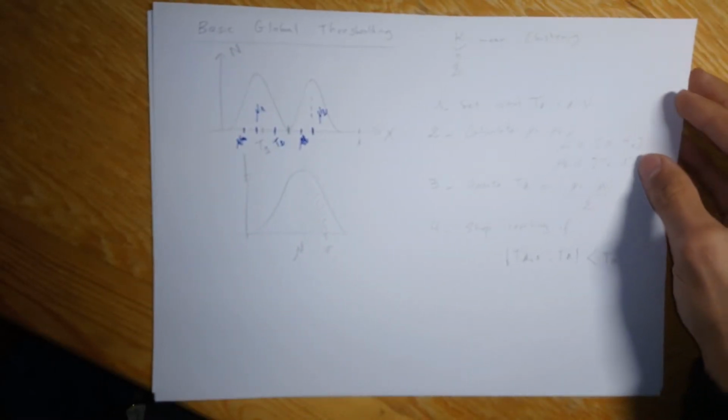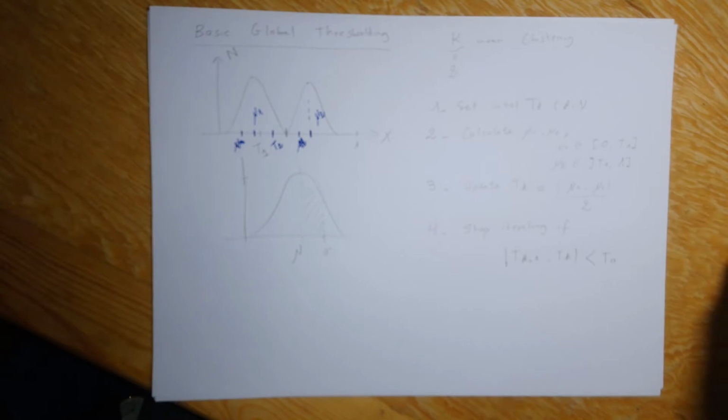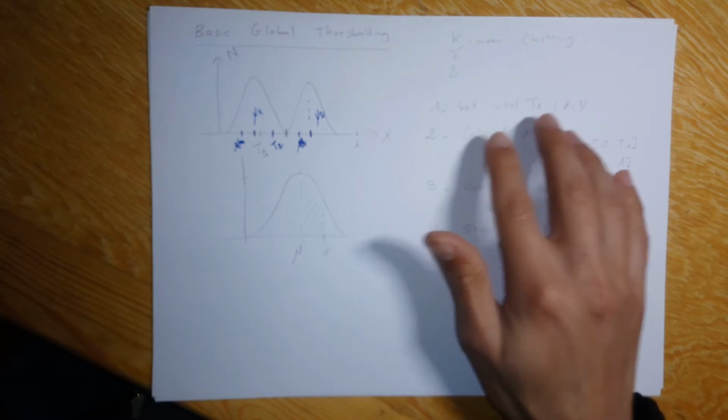Previously, I talked about basic global thresholding, and I explained how to find the threshold automatically. Okay, so this is the algorithm I described in the previous video. Now the question is, what if there is a good initial value for the threshold such that the algorithm converges quicker to the final threshold of the image?